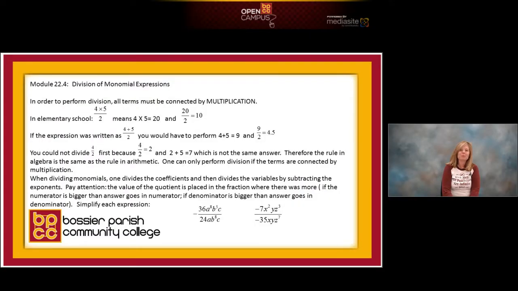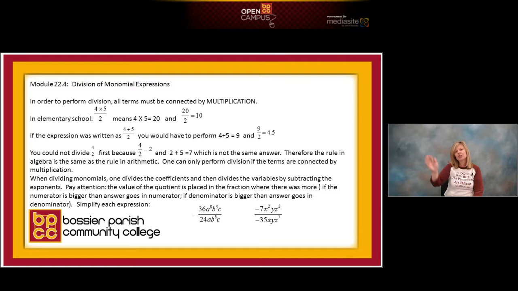Welcome back. Okay, we're in module 4.4 and we're still talking about division of monomial expressions. What I want to stress in this video is how do you know when you can actually perform the operation of division? A lot of people think because you just see a fraction bar, you're supposed to just jump right in and do division. And you have to be very careful.